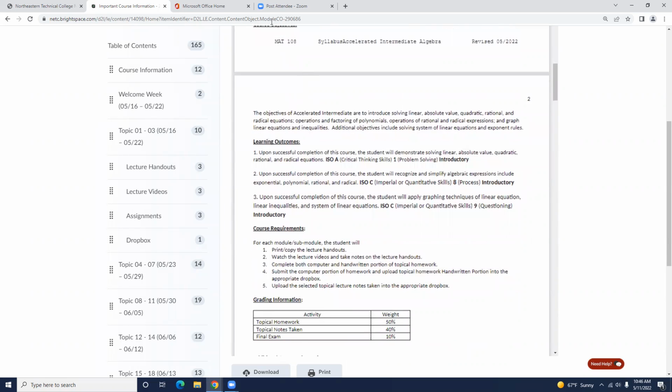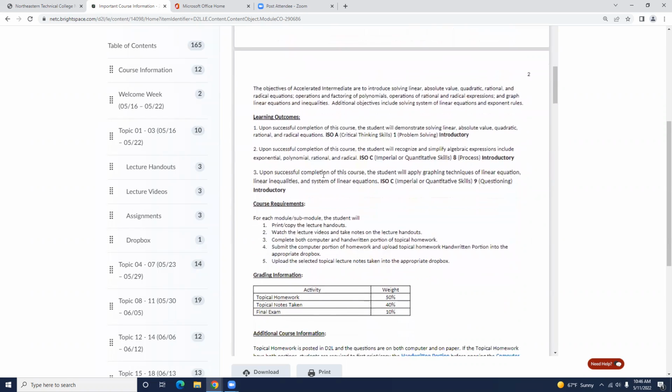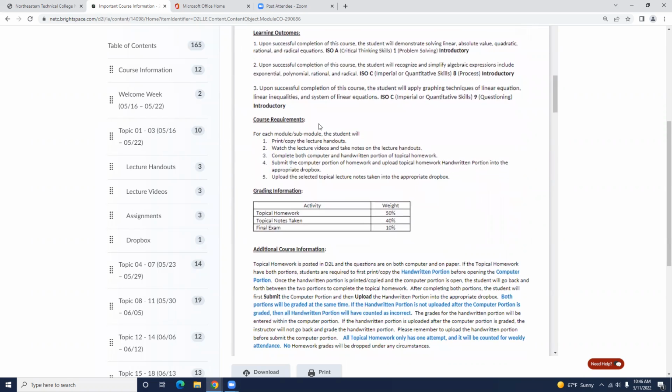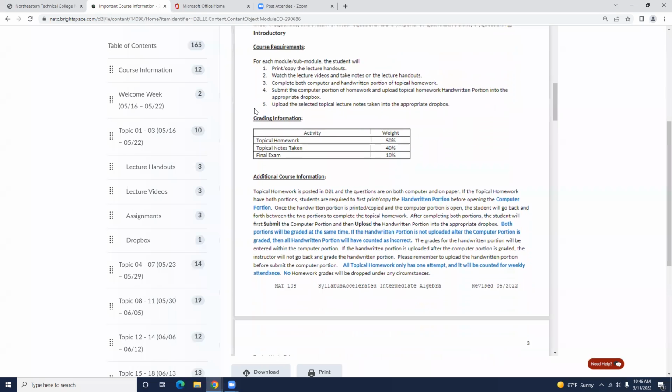Here are the course objectives. You can read up on the course objectives and the learning outcomes. So right here, course requirements. These are the 5 things you do every week. You print and copy down the lecture handouts. Watch the lecture video and take notes on the lecture handouts. Complete both the computer and handwritten portion of the homework, and submit the computer portion of the homework and upload the handwritten portion into the Dropbox. And of course, upload the selected lecture notes into the Dropbox.